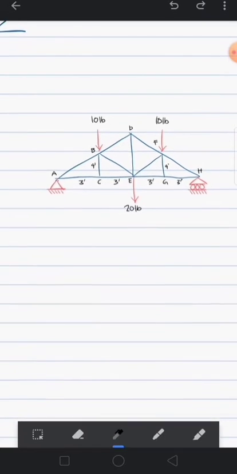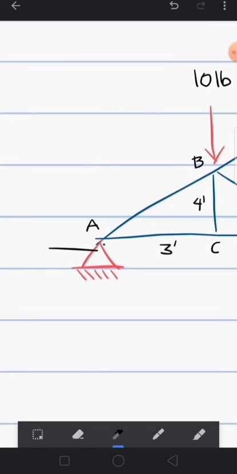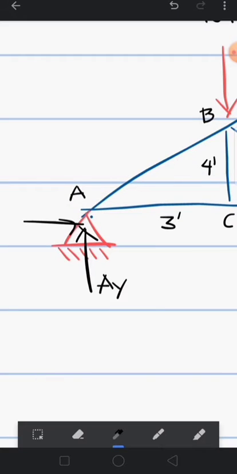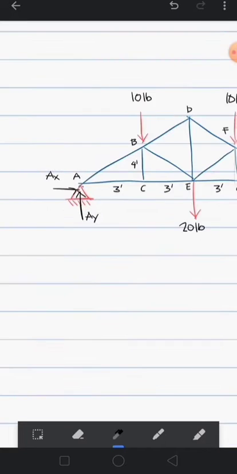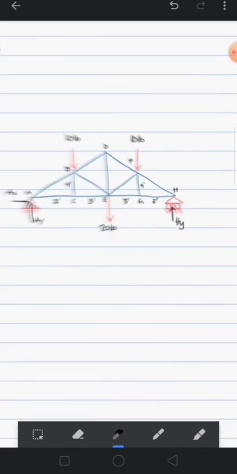Unsa man para mag-solve. First, if you have a problem like this, of course, calculate the support reactions if necessary. But if dili ra pod kailangan ang support reactions, ayon nagsolba. But if kailangan siya, solbon nimo through the concept of equilibrium. So this one has 2 reactions since this is a hinge, AY and AX. And then this one, HY, because this is just a roller.